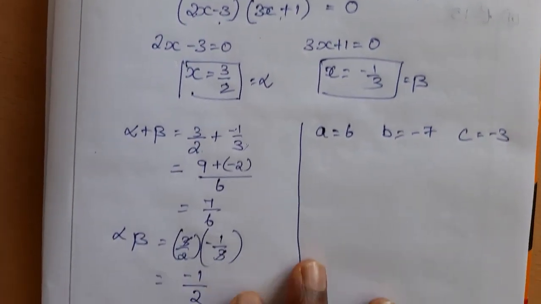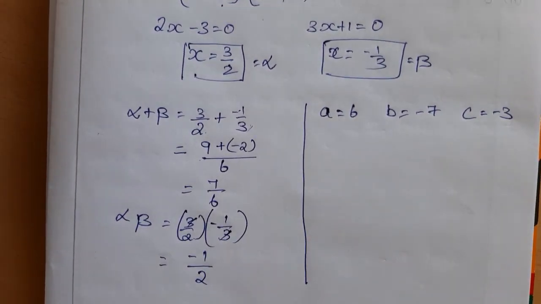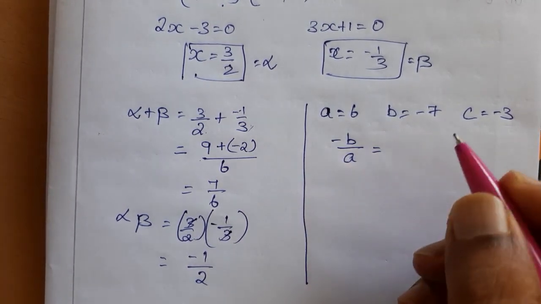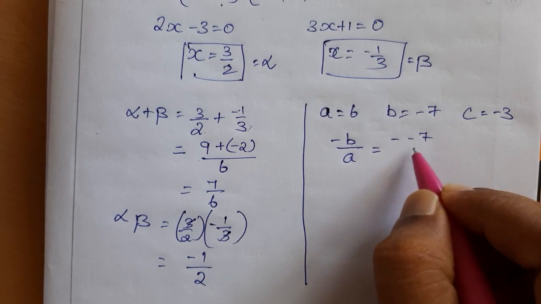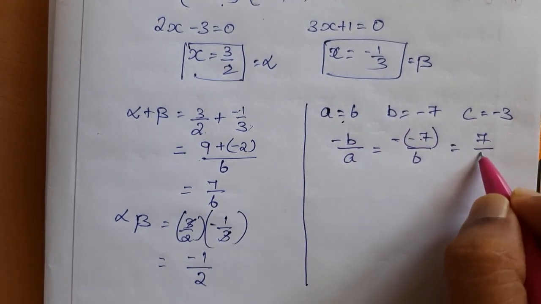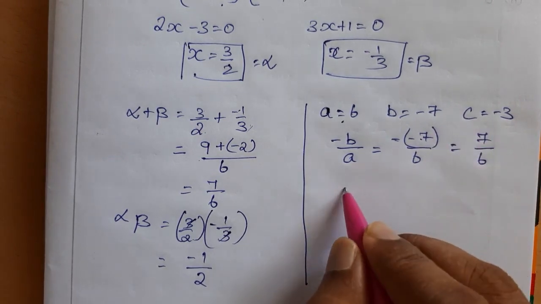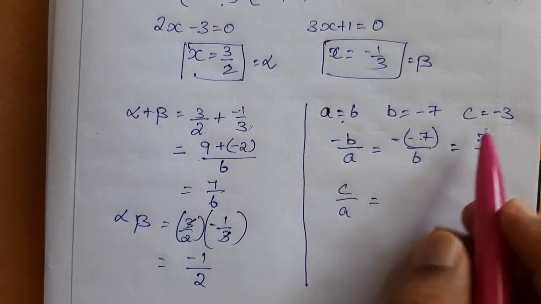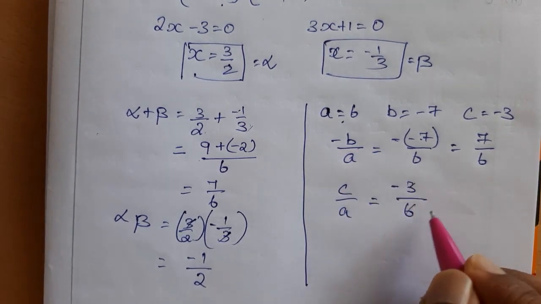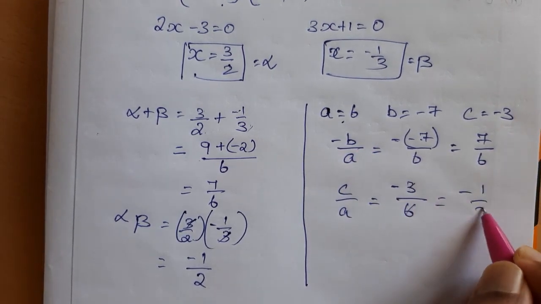Right? Now we'll compare with the coefficients. The coefficient says minus B by A, right? Minus B by A is what? Minus of -7 by 6, so minus into minus is 7 by 6. And next is C by A. C by A is -3 by 6, and the common factor is 3, so we get -1 by 2.